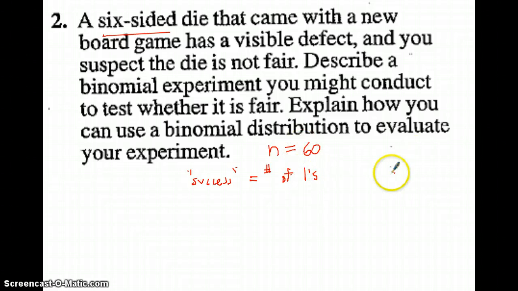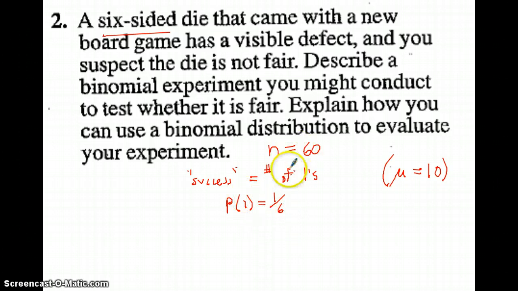So if it's fair, you would expect there to be 10 of those, because that's n times p. Probability of rolling a 1 should be 1/6. So I actually thought about the mean before I thought about that, but n times p is going to be 10. Oh, actually, this starts to look like another problem, doesn't it? With exactly 60. That's fine. Standard deviation... it says use binomial, so I don't really care about standard deviation. I'm supposed to use binomial. I'm really talking about how to design the experiment. This is starting to look a lot like that earlier problem.